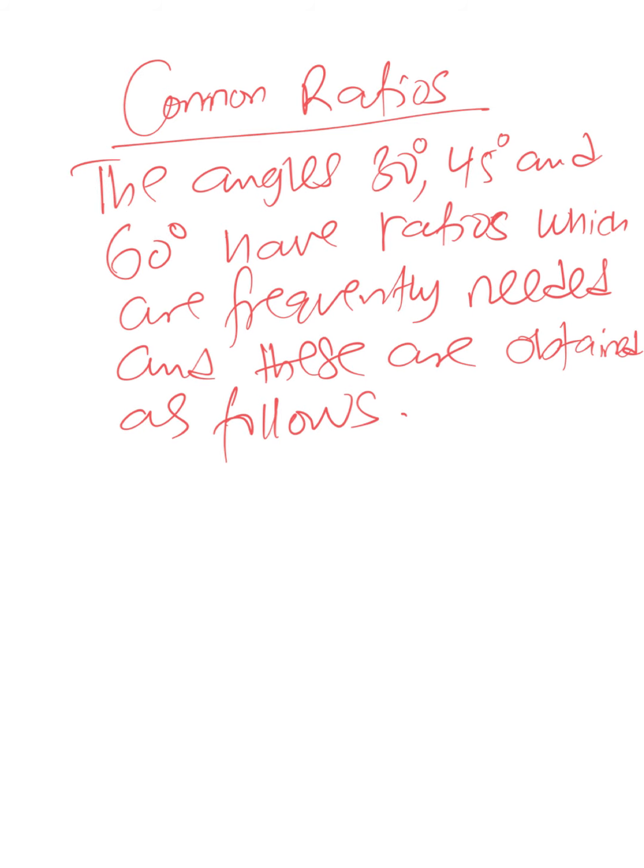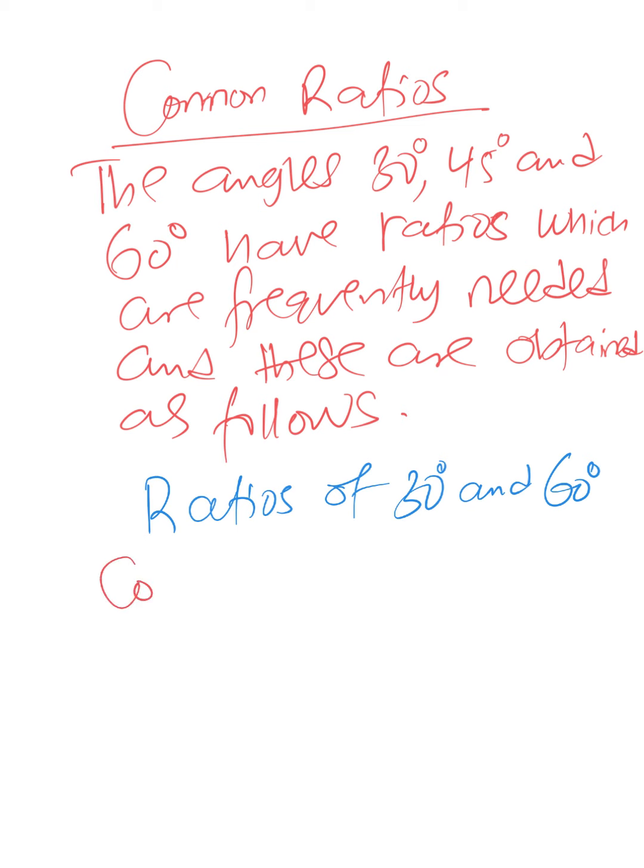So to obtain the ratios of 30 and 60 degrees, we have to begin with 30 and 60 degrees. So let's say ratios of 30 degrees and 60 degrees. Okay, why 30 and 60? They are obtained from the same triangle. And what we do, we consider an equilateral triangle, okay? Consider an equilateral triangle.